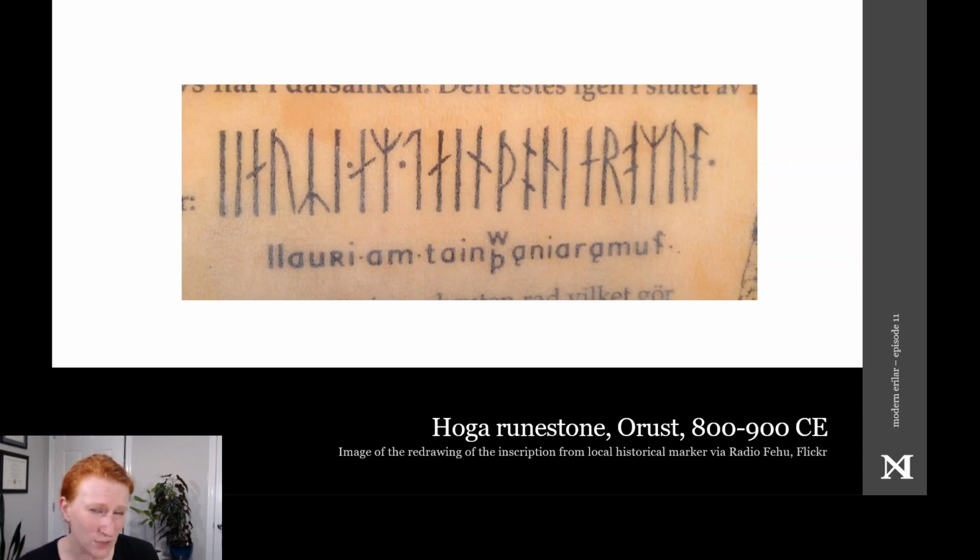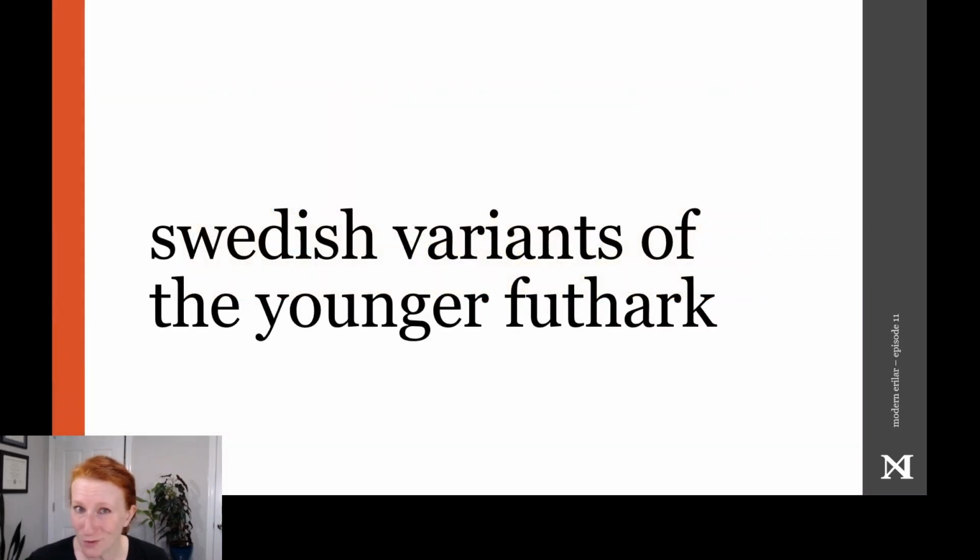But the relatively sparse survival of inscriptions from before the year 1000 makes it difficult to be confident that we can necessarily see a trend here, but we definitely have short twig or long twig runes, or mix the two, depending upon where in Sweden we are. But what did Swedish futharks actually look like when they're all written together as a rune row?